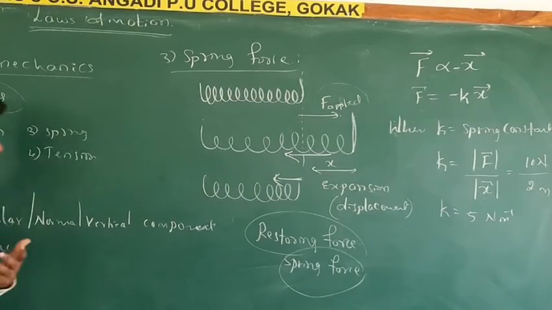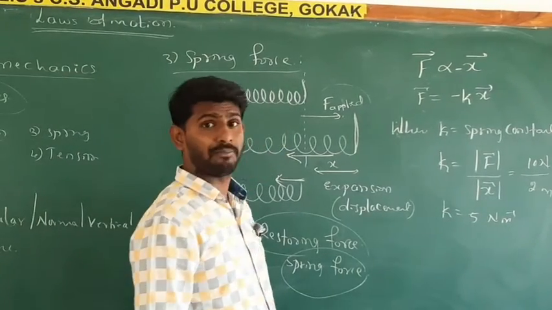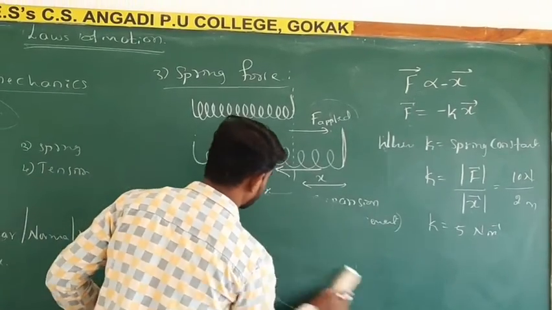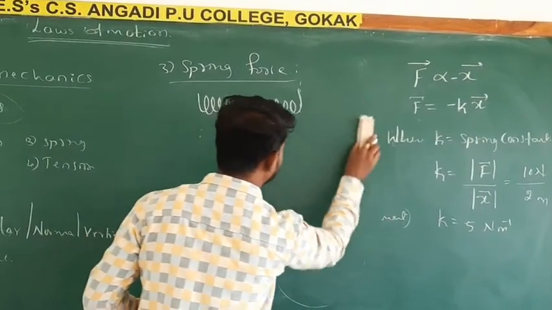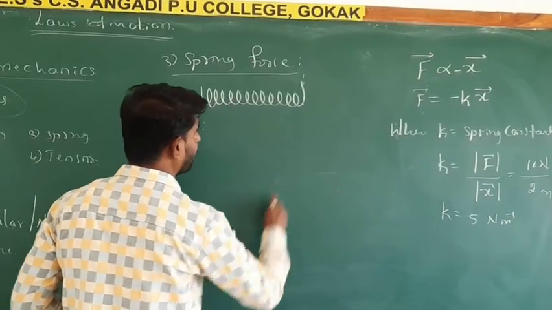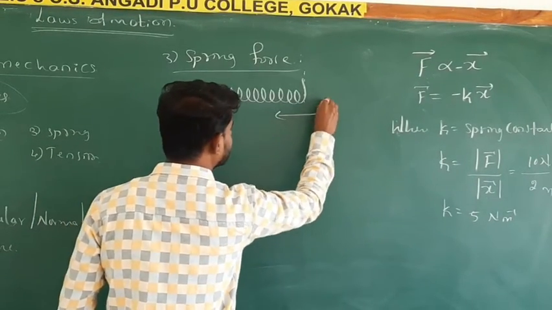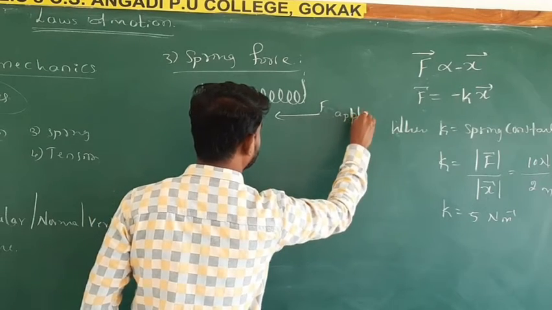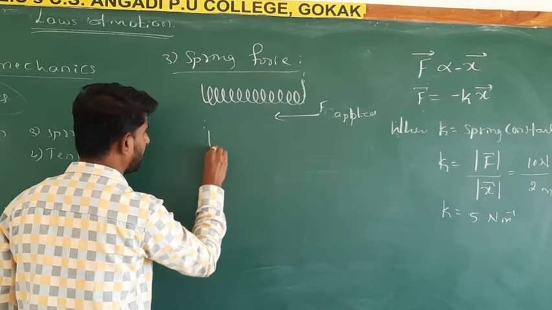And also during the compression, the same thing. During the compression, we give the same explanation. So instead of expansion, there is a compression. How does compression happen? If I apply the force in this direction, then what happens? The spring becomes like this.